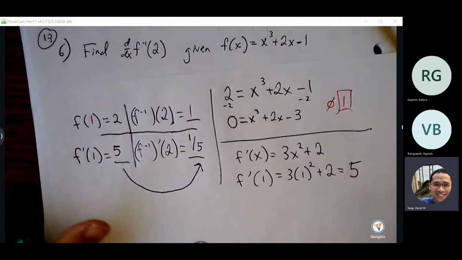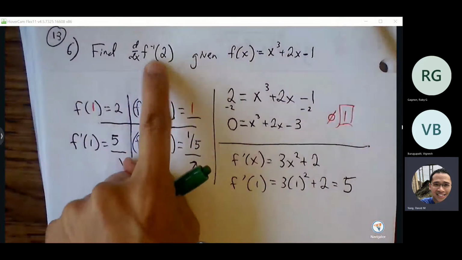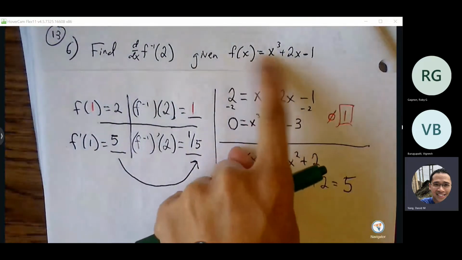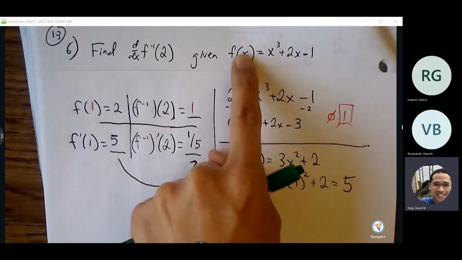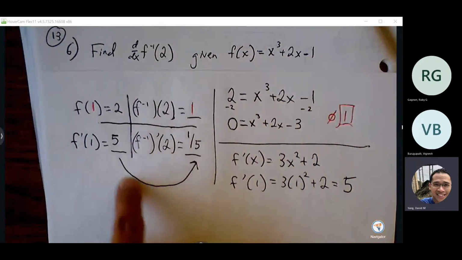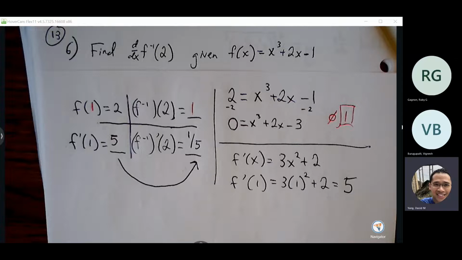But to recap the steps, whatever they give you, stick it into the y slots, figure out what the x is. Once you figure out the x, find the derivative, find the slope, get that number, and then flip that number. Okay?